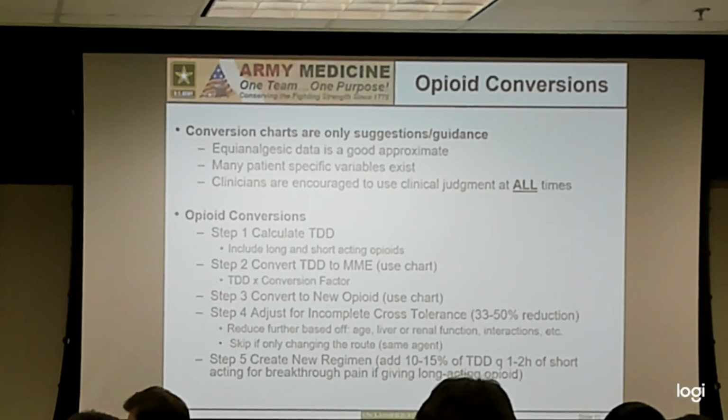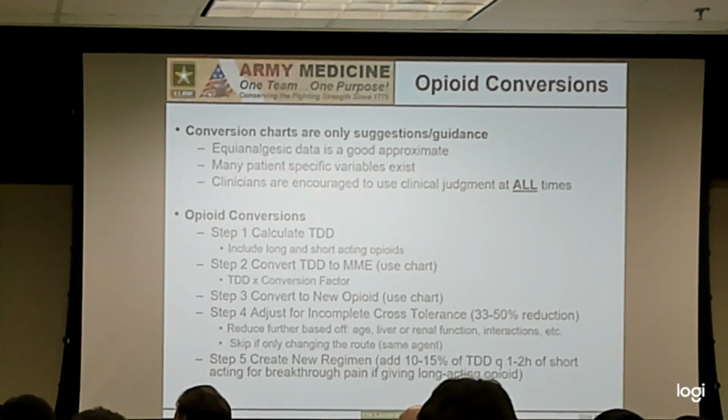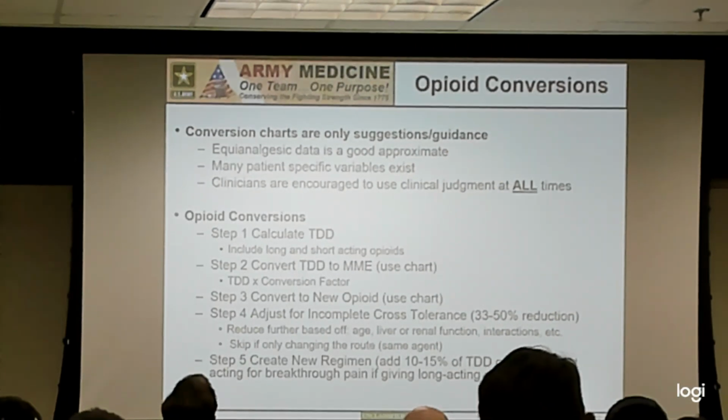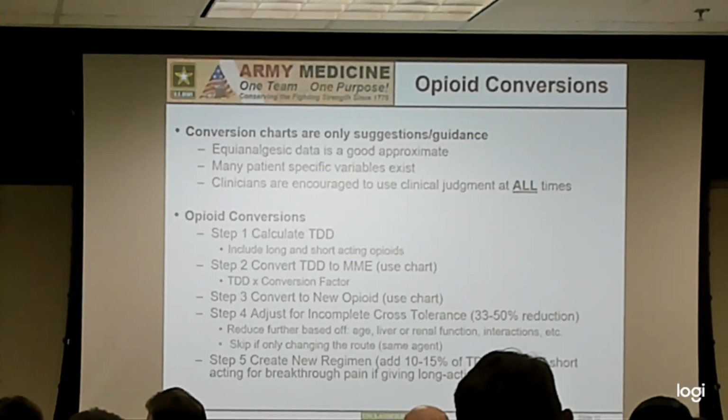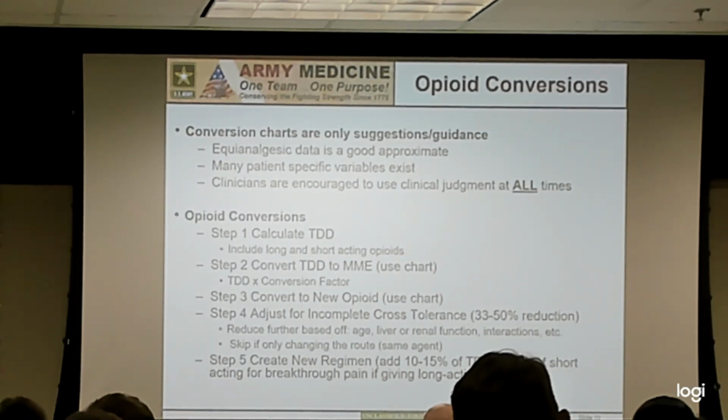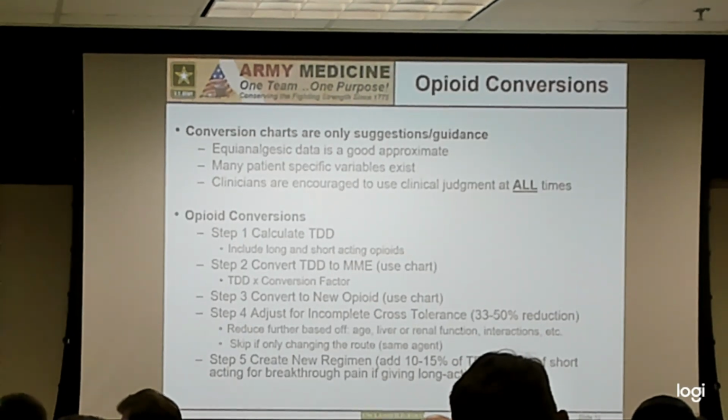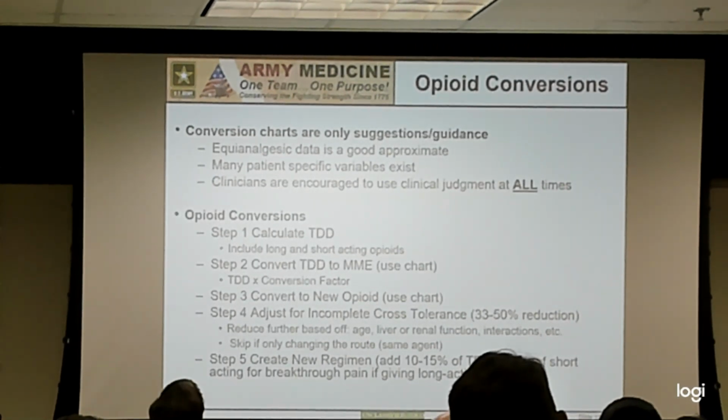So our conversions, I'm not going to read this to you right now because it's not going to make sense. Essentially, we're going to get our daily dose. We're going to get the MME based off of that conversion factor that we see on our chart. And then we're going to convert it to our new opioid if we are going to change it to a new opioid. And then we're going to adjust for cross tolerance. Your cross tolerance adjustment is going to be between 33 and 50%.